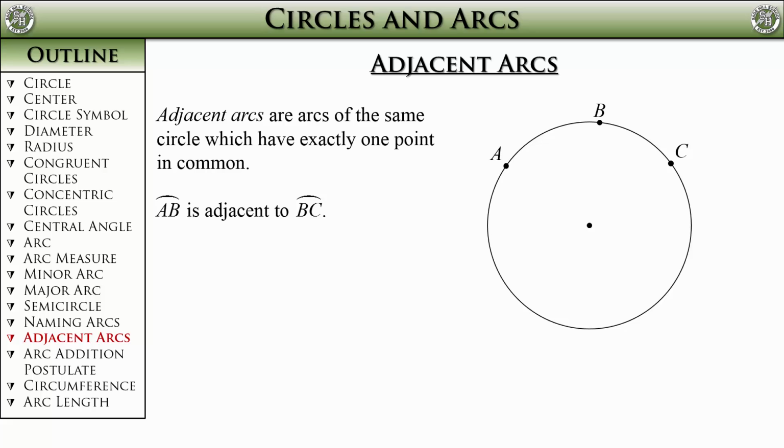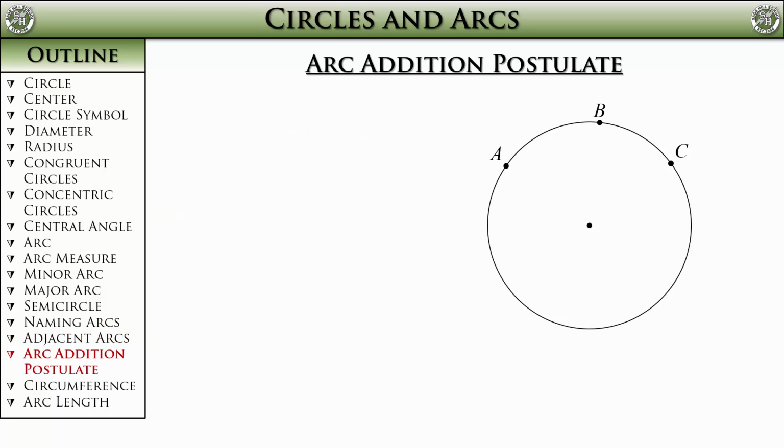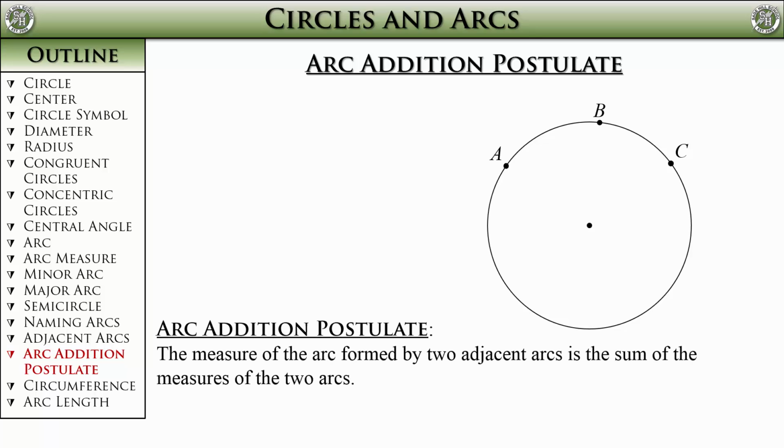This is only really used in the next postulate. Like most postulates, this one is completely common sense and gives you that, well, duh feeling. The arc addition postulate says that the measure of the arc formed by 2 adjacent arcs is the sum of the measures of the 2 arcs. In this specific case and picture here, that means the measure of arc AB plus the measure of arc BC is equal to the measure of arc AC.